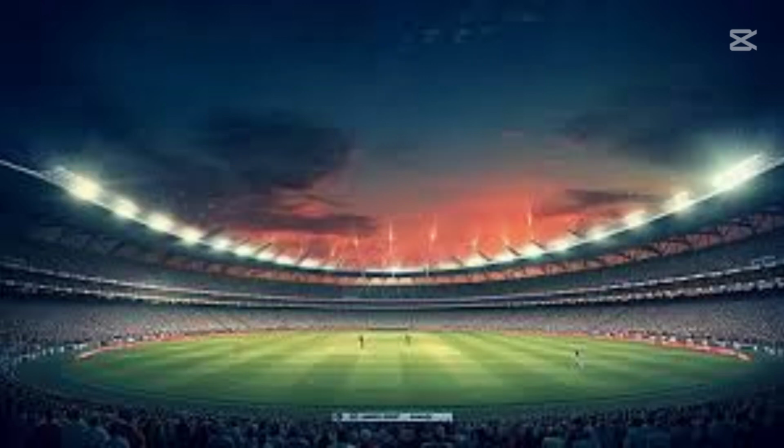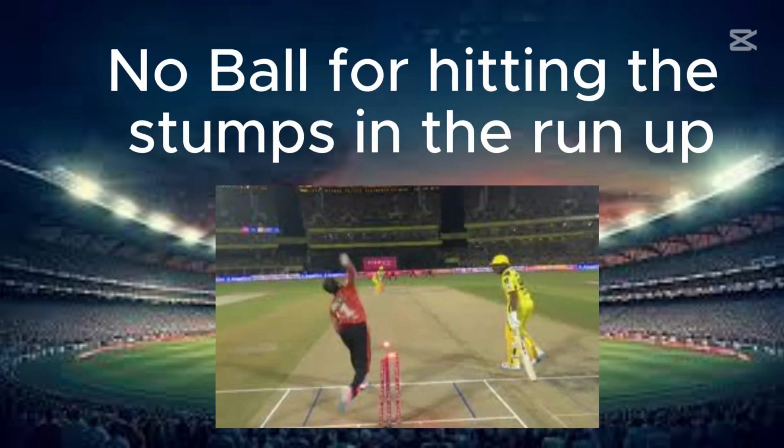Another no ball which we see nowadays in cricket is when a bowler, in his run-up or before bowling the delivery, hits the stumps at the non-striker's end. The ball is delivered as a legal delivery, but since he has hit the stumps before the ball was delivered, the umpire declares it a no ball. Now the main point to remember here is that only if the non-striker is inside the crease is it declared a no ball. If the non-striker is not inside the crease, then he can be given out run out.